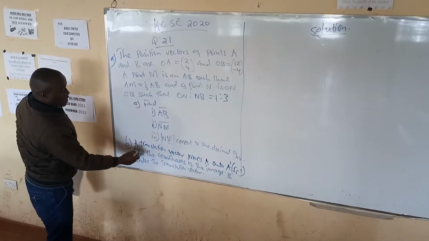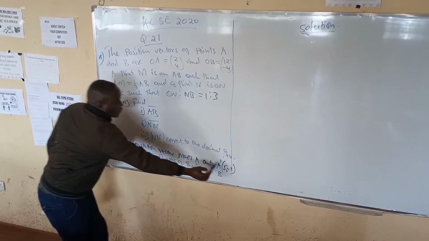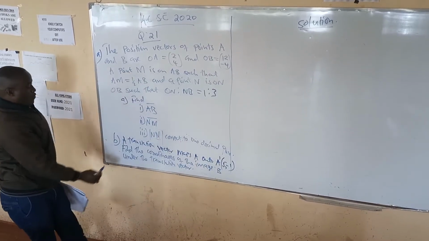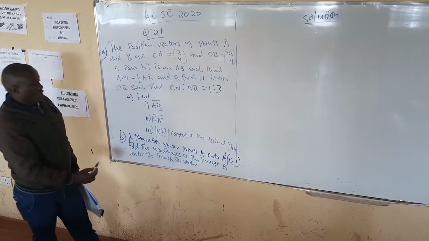A translation vector maps A onto A image (5, -1). Find the coordinates of the image of B under the translation vector.